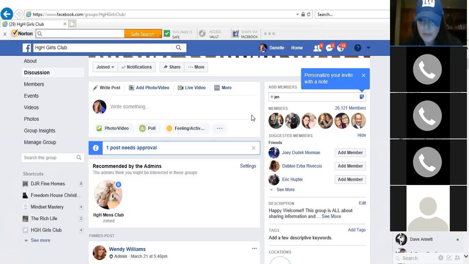So I know people friend you guys probably all the time. You don't know who they are. I'm very picky about who friends me, because you don't know who these creeps are and who these people are. So be careful, and don't put your private information out there.